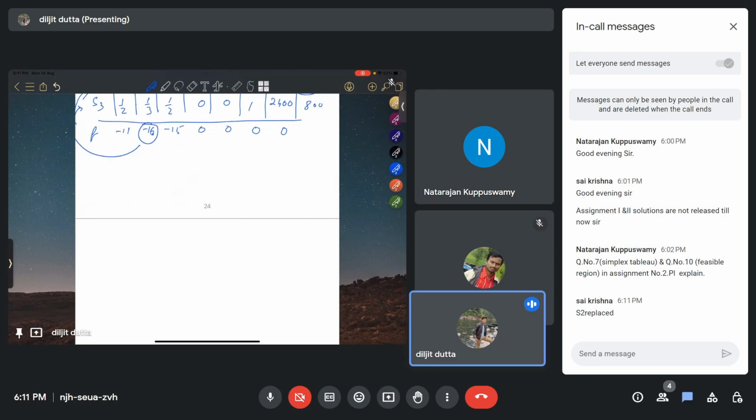So this is one thing. And how to find the feasible regions? There are two equations, two lines. How to find it based on the above, that is question number 10. For question number 9 is clear, right? You got the answer? Yes, sir, I got the answer.